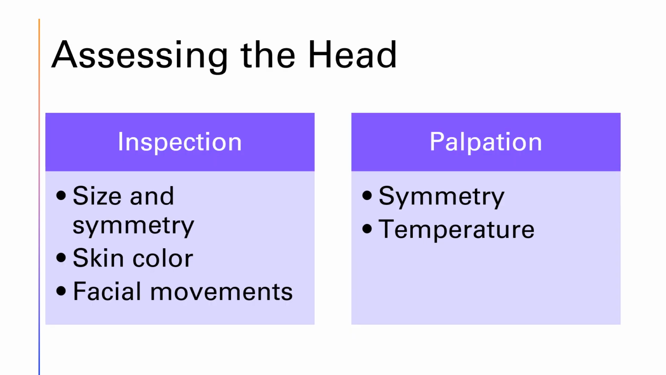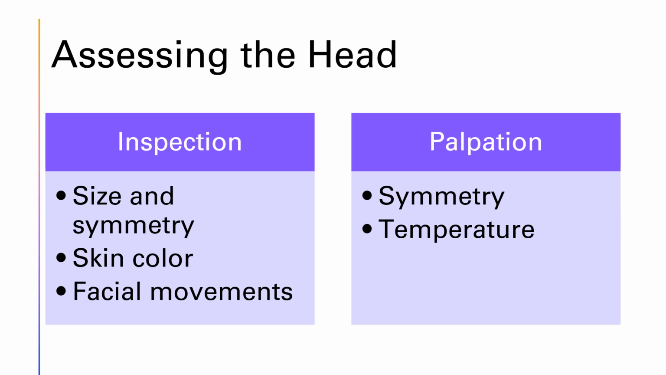When we physically assess the head, we want to start with inspection. We want to look at the head for shape and size, making sure it's symmetrical, noting the skin color, distribution of hair, looking for any facial edema, and noting the person's level of consciousness and watching how the face moves when the patient speaks. We want to ask the patient to raise their eyebrows, close their eyes tightly, frown, smile, and puff out their cheeks. These movements help us determine if some of the cranial nerves are intact.